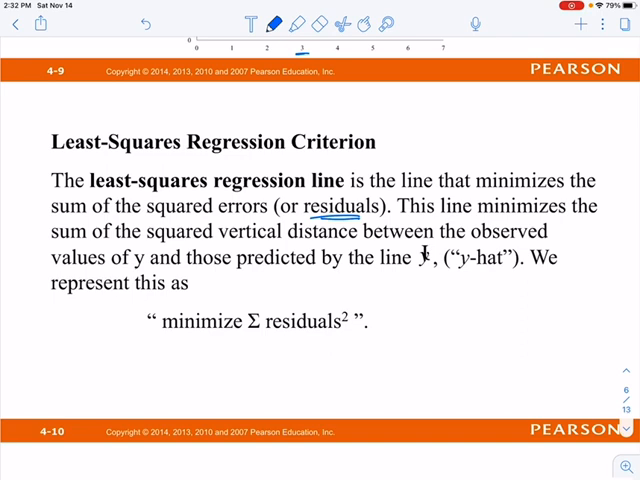Okay, and again, it's the same exact thing as a linear regression line, but now you know why it's called least squares, because that line is minimizing the sum of the residuals squared. In other words, it's giving you the best estimate of that data. This line minimizes the sum of the squared vertical distance between the observed values of y and those predicted by the line, y with a hat. The y with a hat is not printing out well in the PDF, so that's what this is, the y with a hat. And again, that's minimizing the sum of the residuals squared.